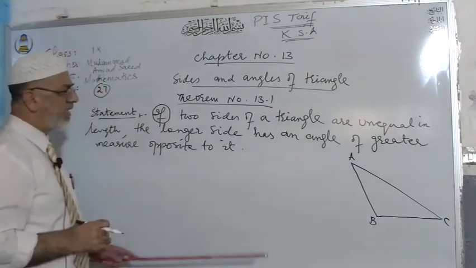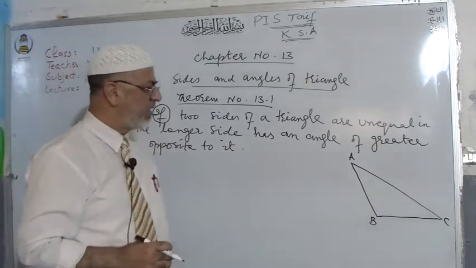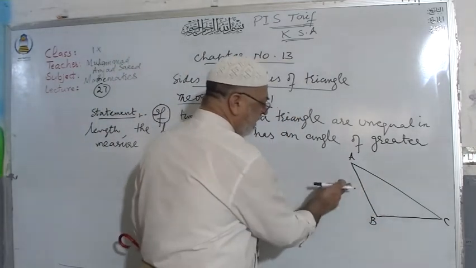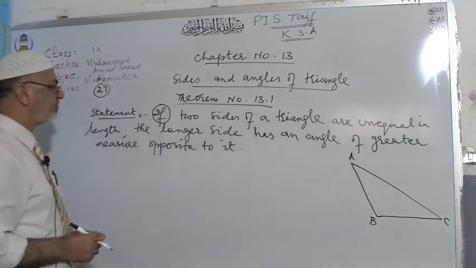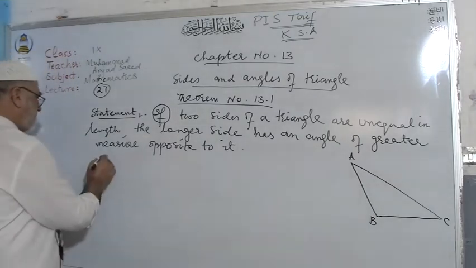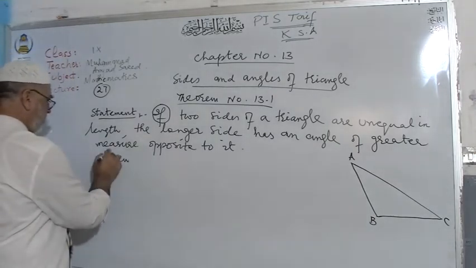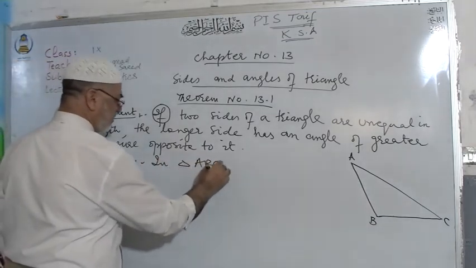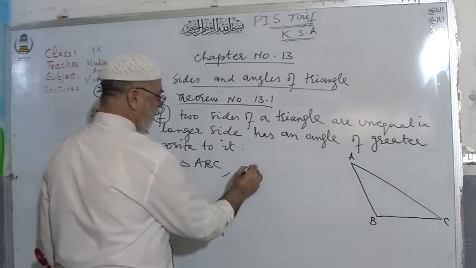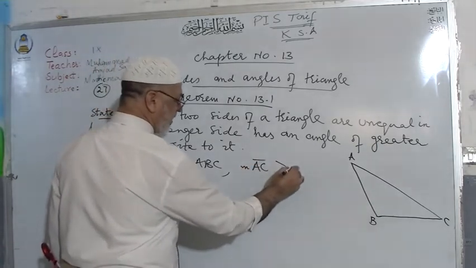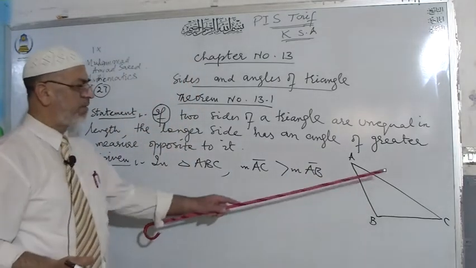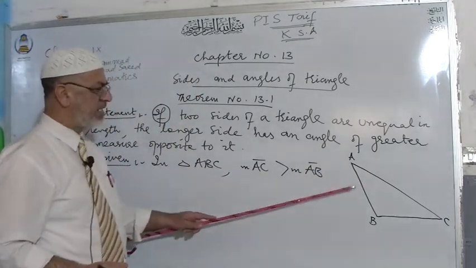What is given? There is a triangle ABC in which the side AC is greater than AB. Given is, in triangle ABC, side AC is greater than AB. You can see from the diagram, definitely AC is greater than AB.